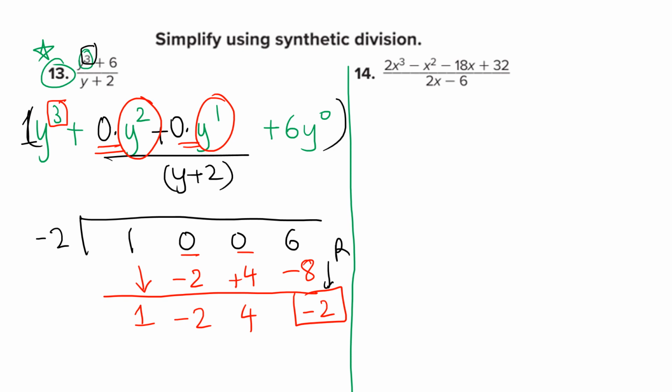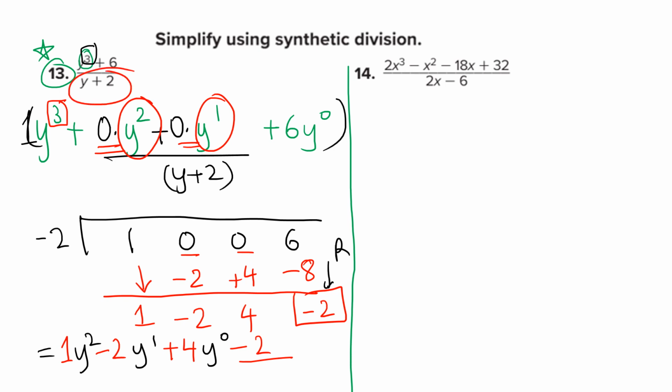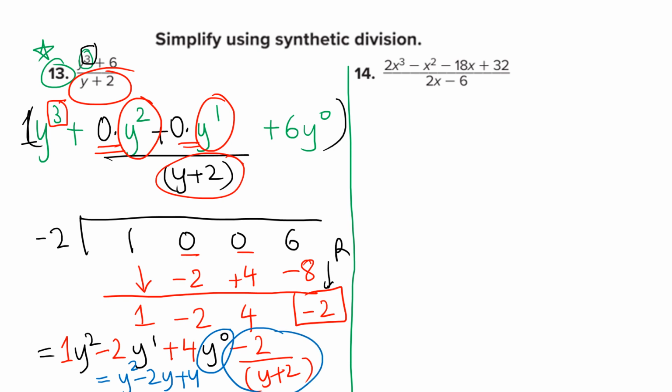Here the degree was 3. So the depressed polynomial or the quotient will start from y2, y1, y0. Let's put the numbers. 1, minus 2, plus 4, and there is remainder also, so don't forget minus 2 divided by what you were dividing by, y plus 2. So this will be your answer. You can simplify a little bit because y0 is nothing but 1. So final answer will be y2 minus 2y plus 4, and then not to forget this term. I don't have space here, so I'm just telling you: after these three you will write minus 2 over y plus 2. That will be your final answer.